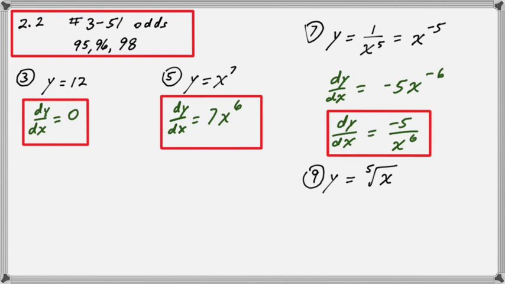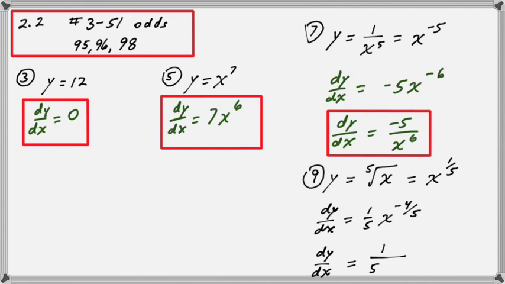And finally, 5th root of x means x to the 1/5 power. So to find its derivative, I would do power times base to the 1 less power. 1/5 less than 1 is negative 4/5. So please watch how I write this. I have a 1/5. What happens to this negative exponent? It goes to the other side of the fraction and becomes a positive exponent. And that should be the derivative for number 9.